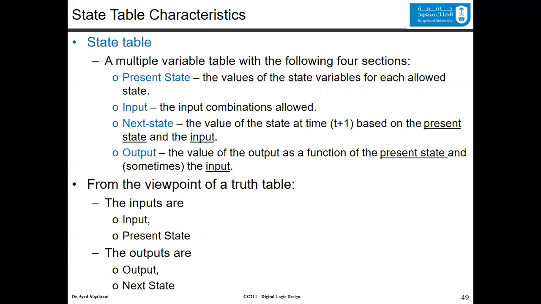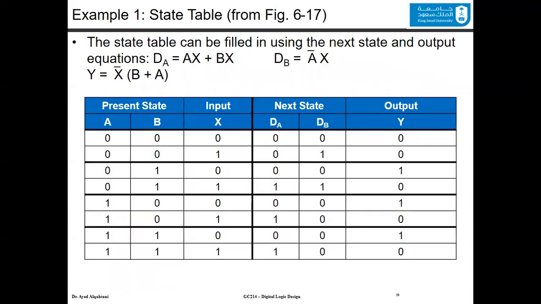From the viewpoint of a truth table, the inputs are the input and the present state. Both of those are inputs. The outputs are the output and the next state. Both of these two are considered to be outputs. Now you would understand it clearly by checking this state table.